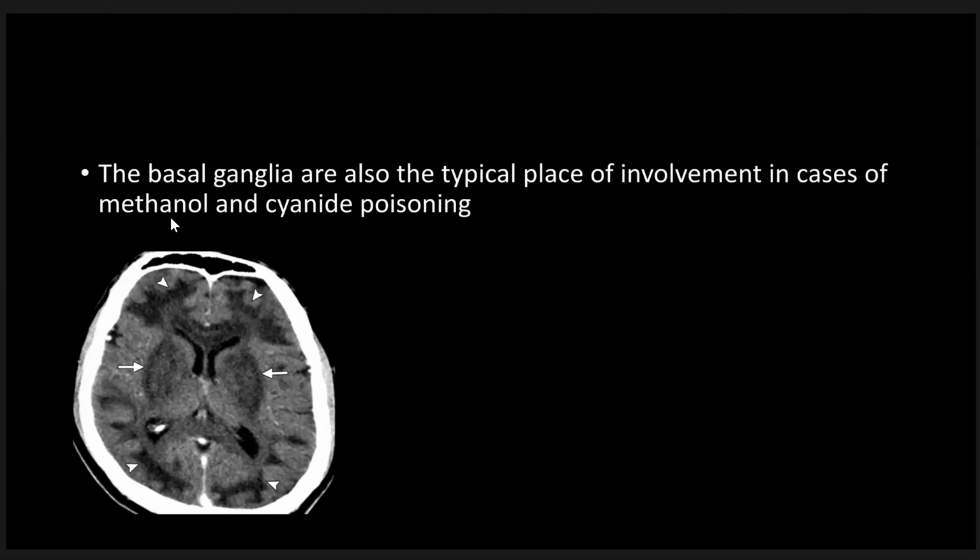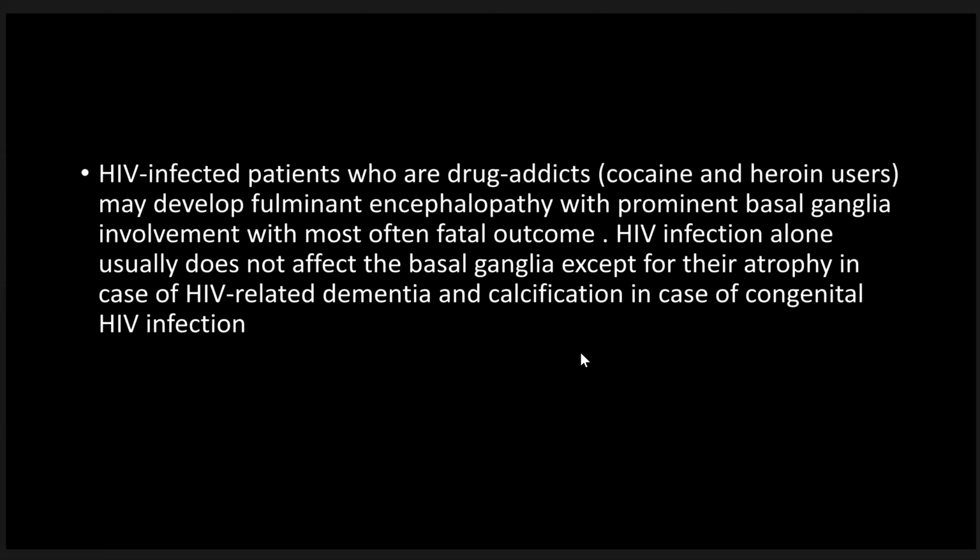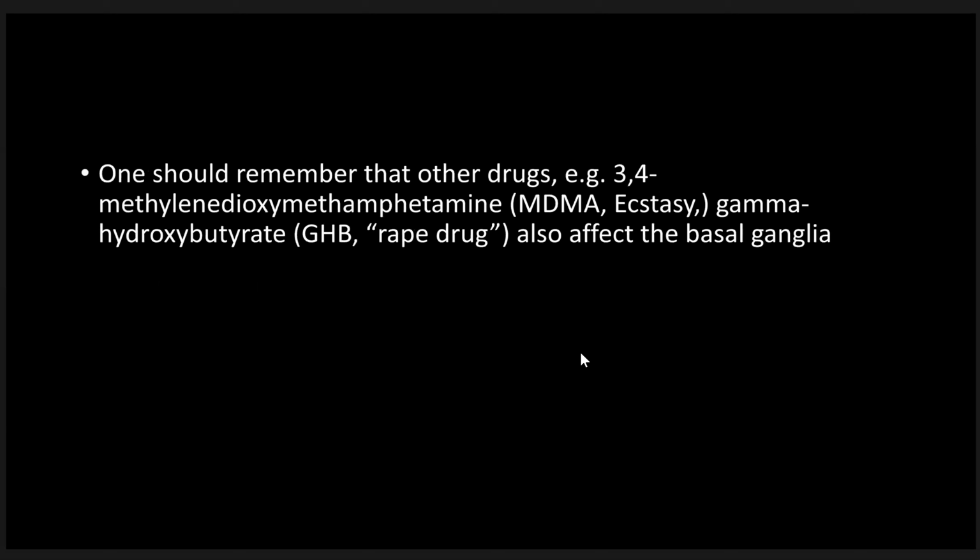Other causes involving the basal ganglia include methanol and cyanide poisoning. In this patient, the methanol poisoning demonstrates diffuse white matter abnormality and involvement of the basal ganglia. HIV can also involve the basal ganglia, and other causes, such as drugs, can also involve the basal ganglia.